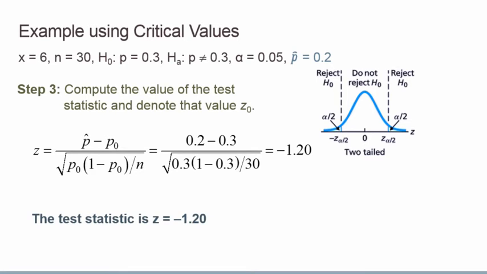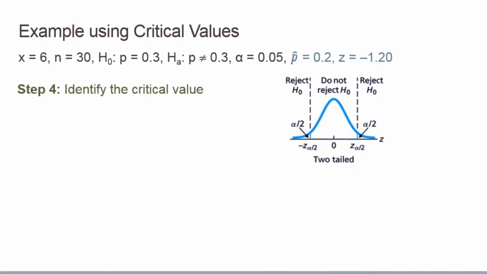The test statistic is z equals negative 1.20. Step 4, identify the critical value. We're looking for plus or minus z sub alpha divided by 2. Since alpha is 0.05, if I divide that in half, I have plus or minus z sub 0.025.